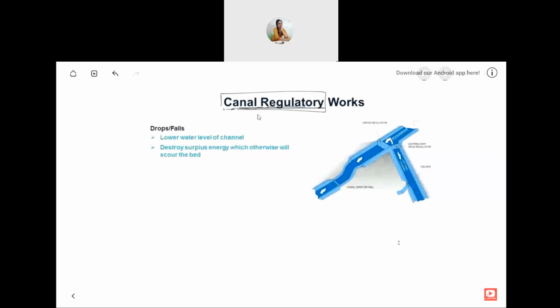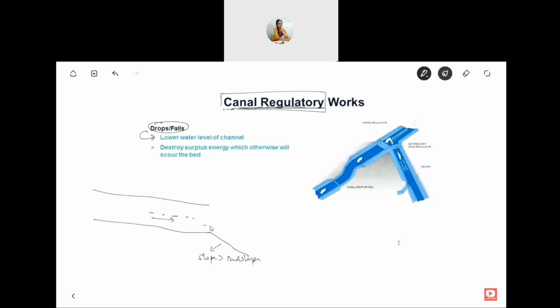So first we will see about drops or falls. The whole aim of drops or falls is that they are provided to lower the water level of the channel. Sometimes you have a constant bed slope, but in some areas the terrain is totally different. So you have a constant bed slope which is sloping down and water is passing. Then suddenly you have a huge drop where the slope is greater than the bed slope.